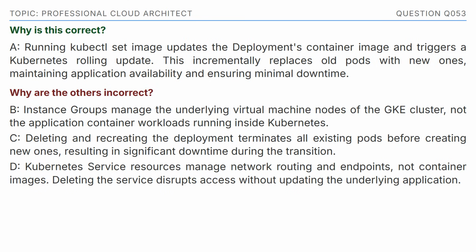Why are the others incorrect? B. Instance groups manage the underlying virtual machine nodes of the GKE cluster, not the application container workloads running inside Kubernetes. C. Deleting and recreating the deployment terminates all existing pods before creating new ones, resulting in significant downtime during the transition. D. Kubernetes service resources manage network routing and endpoints, not container images. Deleting the service disrupts access without updating the underlying application.